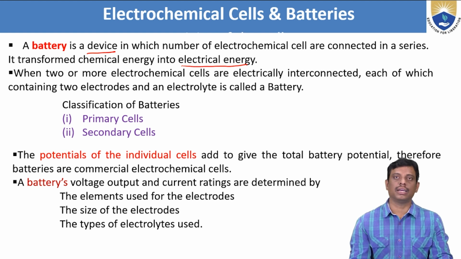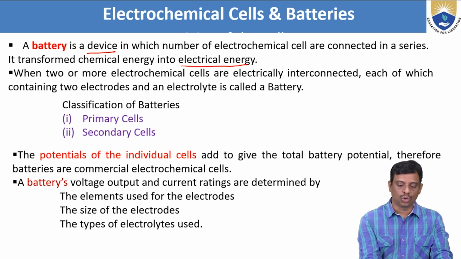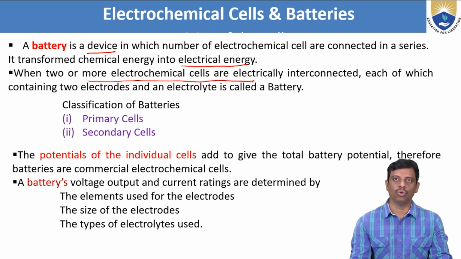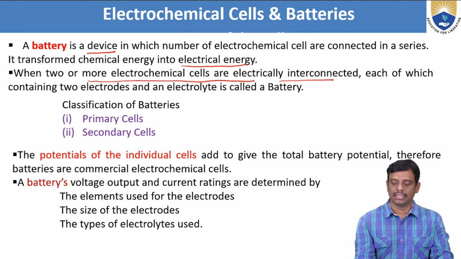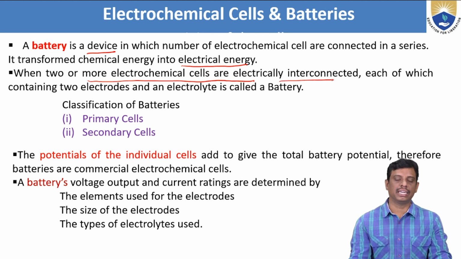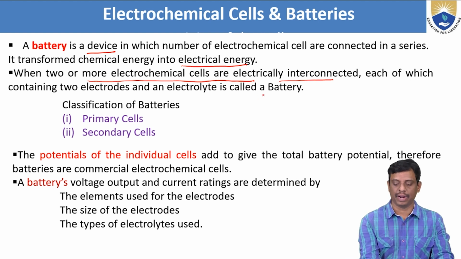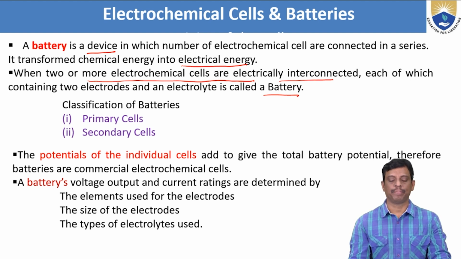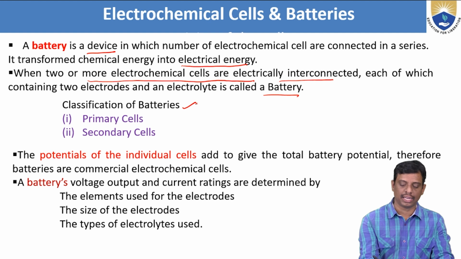There is another definition. Two or more electrochemical cells that are electrically interconnected, each of which contains two electrodes and an electrolyte, are called a battery. When two or more electrochemical cells are interconnected, the device is called a battery.